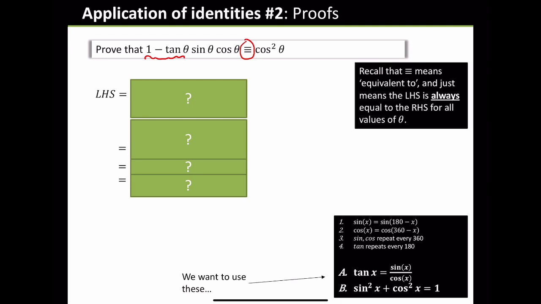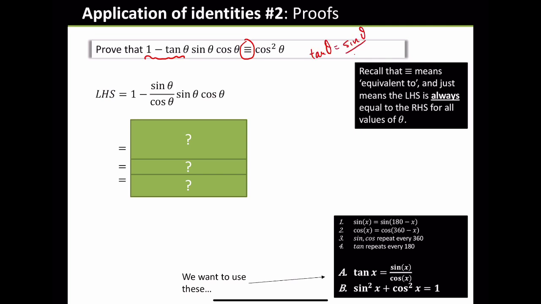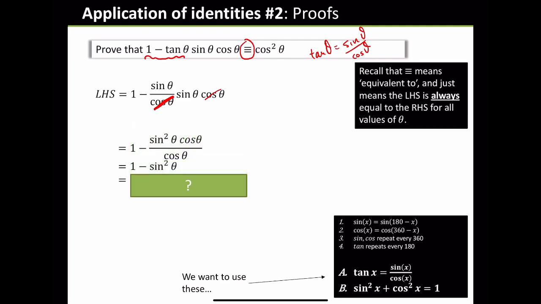On the left hand side, we're going to have 1 take away sin theta over cos theta times sin theta over cos theta. How do we get that? Well, we know that tan theta is actually sin theta over cos theta. So what could we possibly do here? Well, these two can cancel each other out, so you're simply left with sin squared of theta.